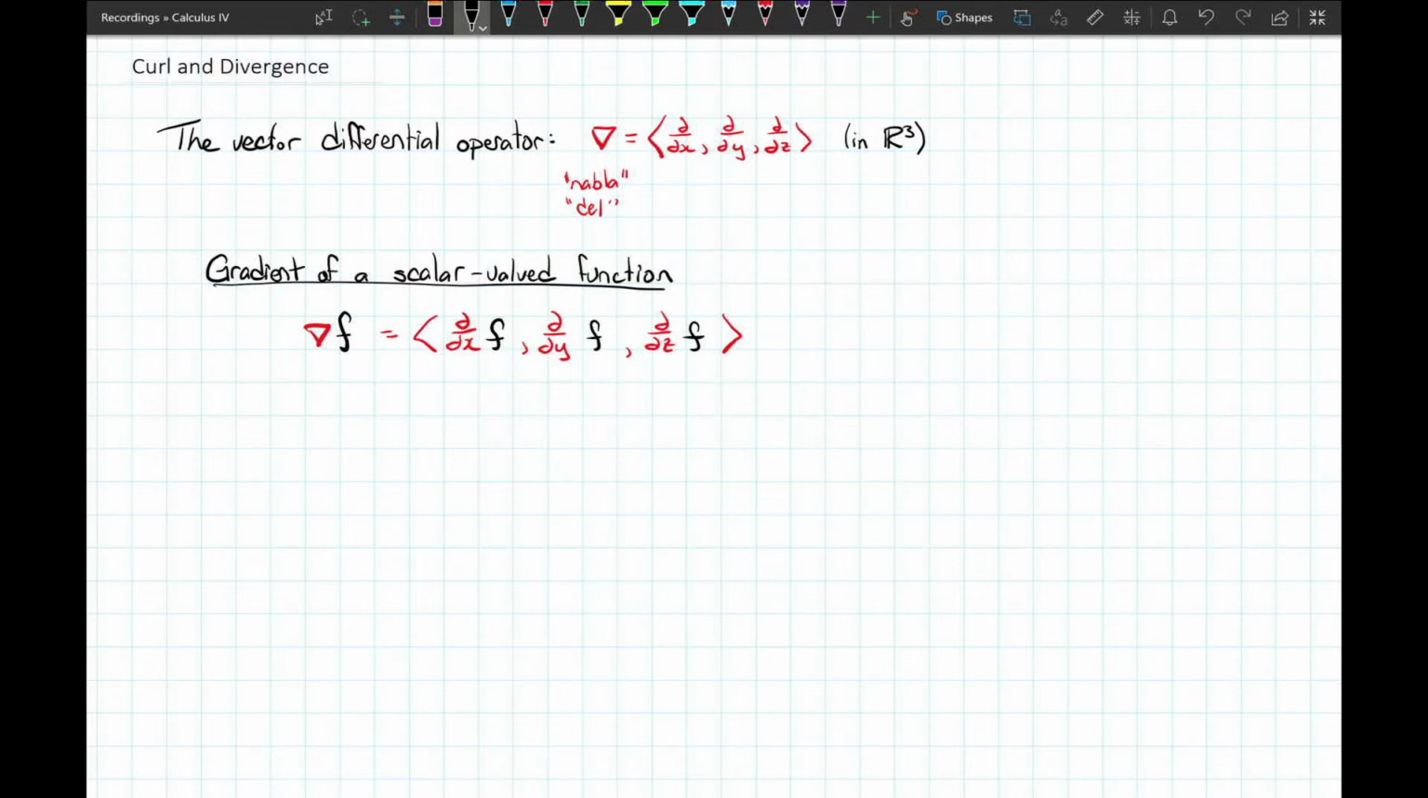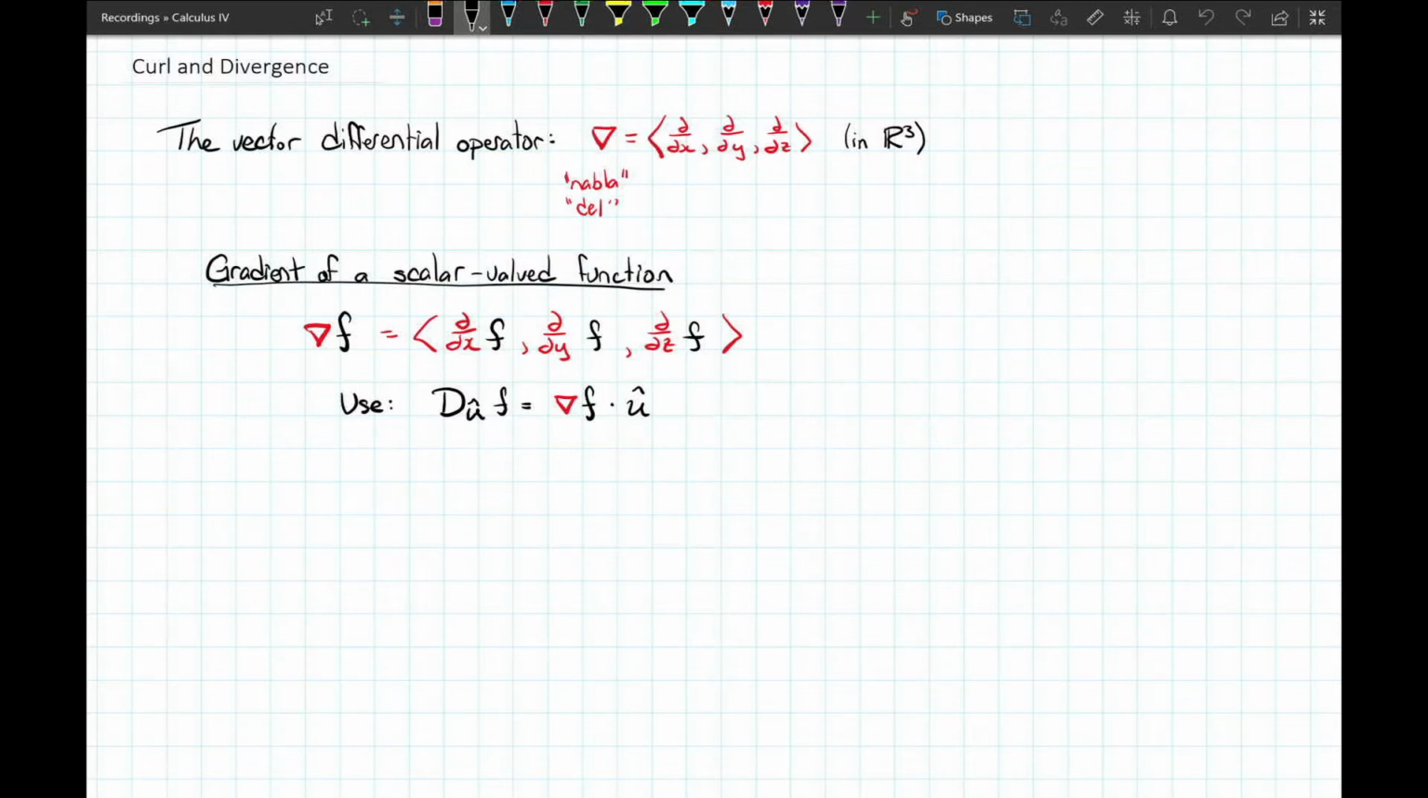Now remember, the gradient is useful for many purposes. It's used to find the directional derivative of f in the direction of a unit vector. The directional derivative of f in the direction of a unit vector u hat is the gradient of f, or nabla f, dot product with the unit vector u. Now, one way you can interpret the gradient of a scalar valued function is it is giving us a direction of the greatest rate of change of f.